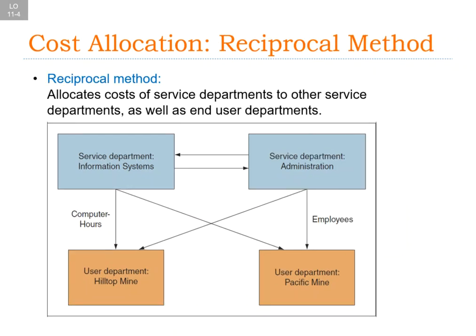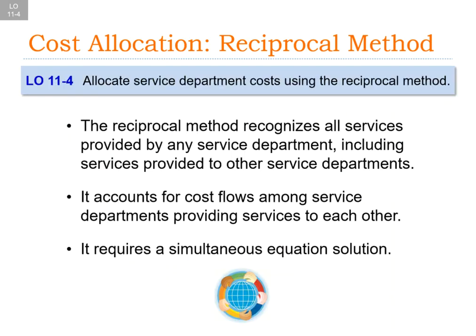In the reciprocal method, we're going to allocate costs of service departments to other service departments as well as to the end-user departments. This is illustrated by the solid lines between the service departments and between the service departments and the end-user departments. In the reciprocal method, we recognize all services provided by any service department, including services provided to other service departments, so we account for cost flows among service departments that provide services to each other. We will either need to use simultaneous equations and a little bit of algebra, or we can use Excel to solve our cost allocations using the reciprocal method.